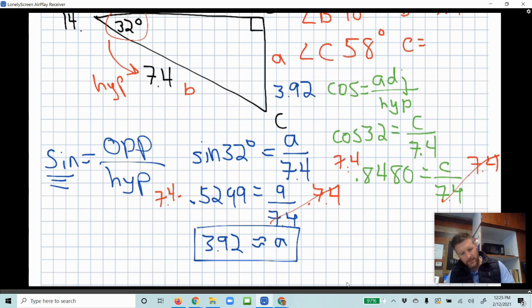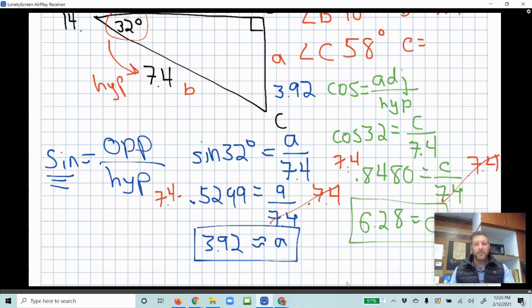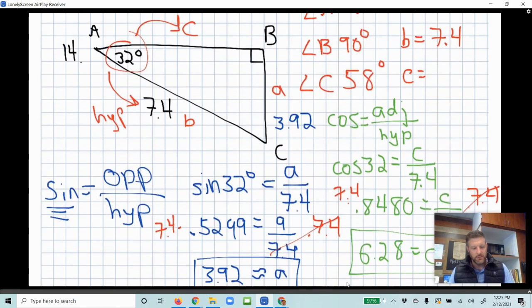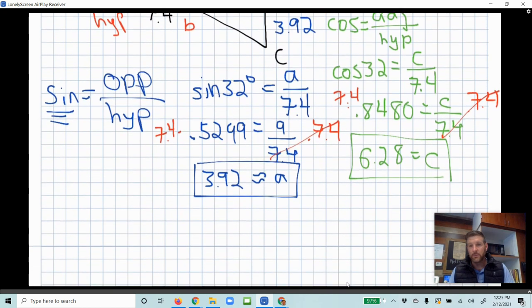Cancels here on the right. And so we get 0.8480 times 7.4. And so I get 6.28 if I round. 6.28 equals approximately C. And again, that answer makes sense because that leg of the triangle even looks longer than A, but it's still less than the hypotenuse. So 6.28 seems like a reasonable answer.